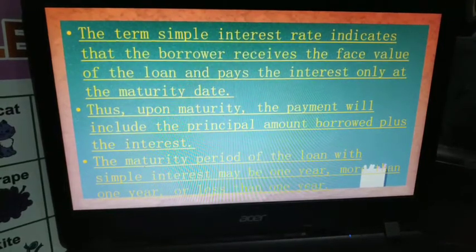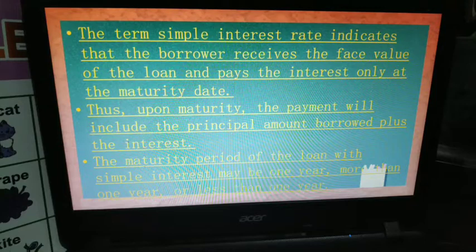So if you are acquiring a loan in the amount of 100,000, once the bank approves your loan with the amount of 100,000, the face value, which is the 100,000, you get immediately. Thus, upon the maturity, the payment will include the principal amount borrowed plus the interest. So when you pay, it is the principal amount plus the interest.